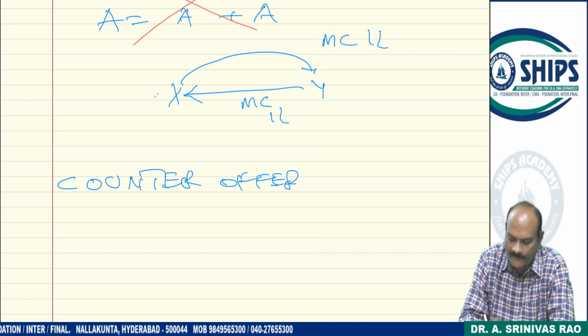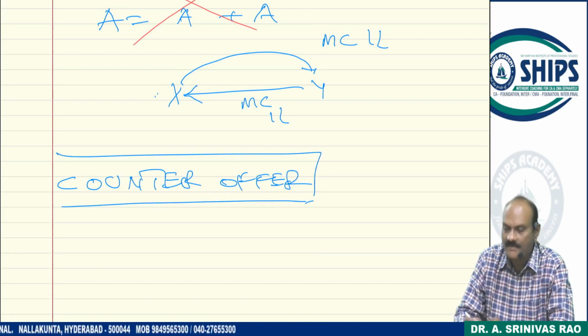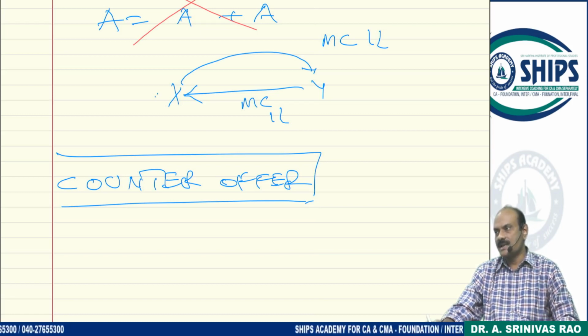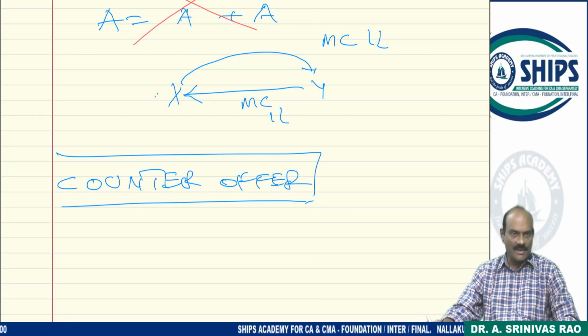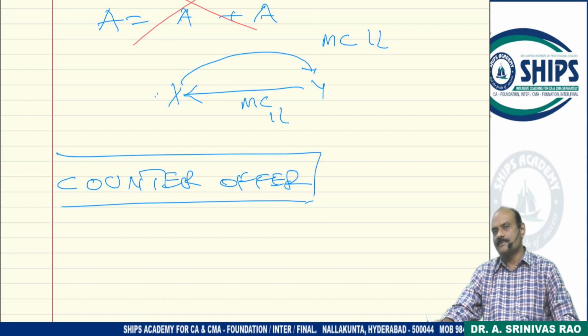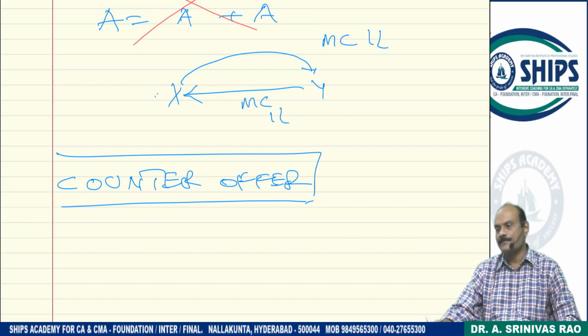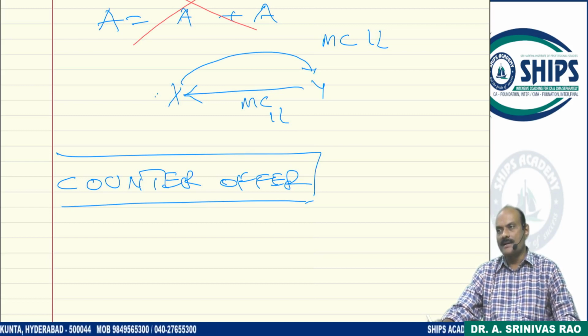Counter offer. When both the persons are making offers to each other which are not identical, in ignorance of each other's offer. Underline that word, not identical. In cross offer, identical. You have to see the difference.